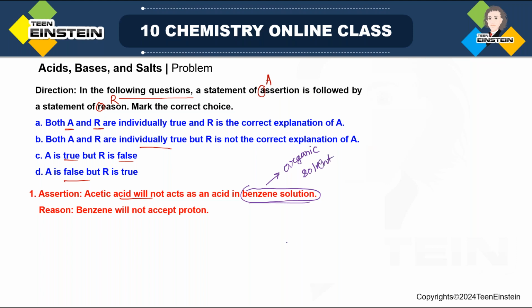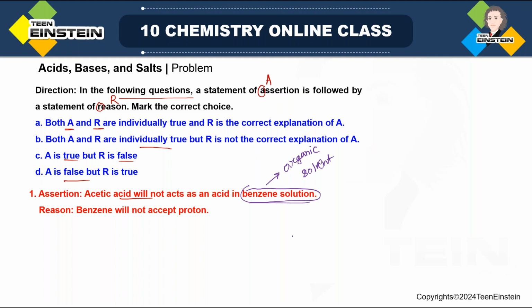So when benzene is the solvent, or you can use the general term, non-aqueous solvent. There may be different types of solvent. Sometimes liquid ammonia also acts as a solvent. So all these, you can use a broad term, non-aqueous solvent. That is, except water. If you are using any other solvent, you can call it non-aqueous solvent. So when there is a non-aqueous solvent, then acetic acid will not act as an acid in this non-aqueous solution. Now, is it true? Is it false? That we have to understand.